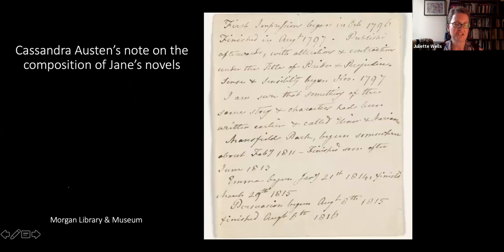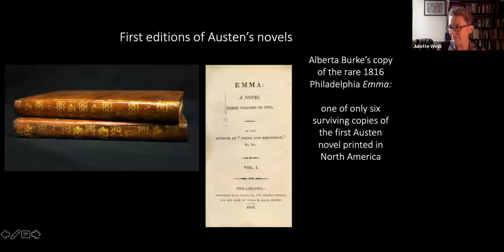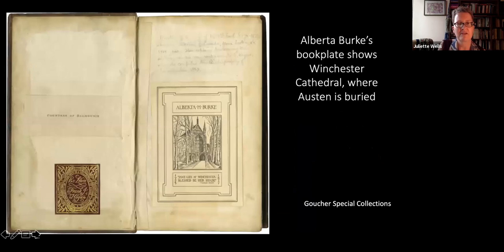In Alberta's collection originally was a handful, I would say about a dozen manuscript items in Jane Austen's handwriting, a few in Cassandra's, including this pivotal item in which Cassandra Austen noted down her recollections of the dates of composition of Austen's novels, so a really crucial historical document. Alberta Burke collected first editions of Austen's novels, first English editions, certainly. She also acquired one of the very few surviving copies of the first American edition of an Austen novel, and this is something that I've had the joy to research. Her book plate there and her copy.